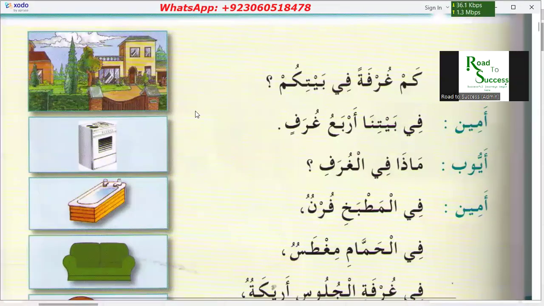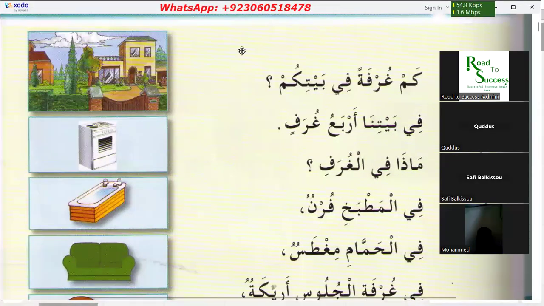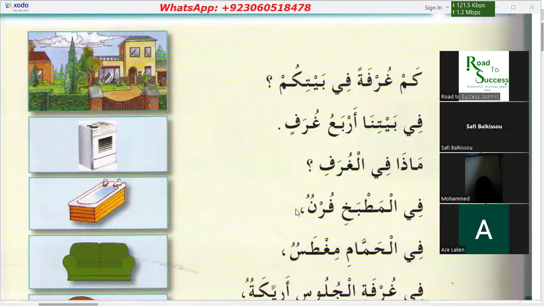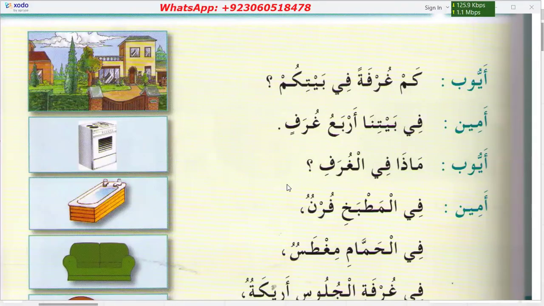Who wants to read? Assalamu alaikum wa rahmatullahi wa barakatuh. Wa alaikum assalam wa rahmatullahi wa barakatuh. Do you mind repeating twice for every week, please? Okay, I will repeat it.